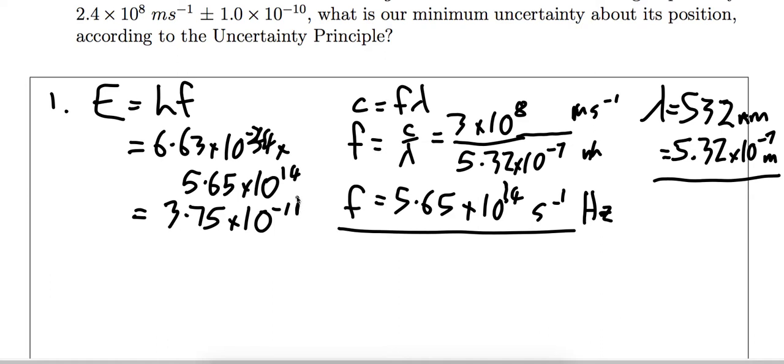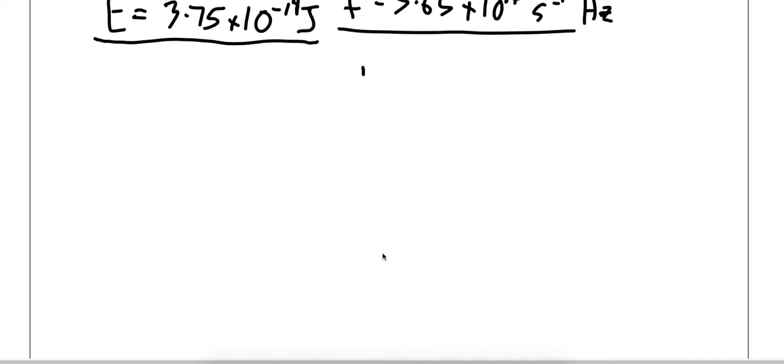Now that's a fairly tiny number, but remember we're talking about a single photon of light. So the energy carried by a single photon of this particular frequency of light is 3.75 by 10 to the minus 19 joule. So that's relatively straightforward. We just needed to know that E equals hf and then know that we could calculate the frequency because we had the wavelength.